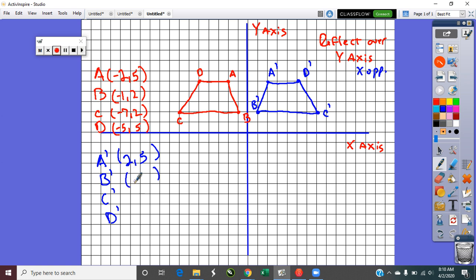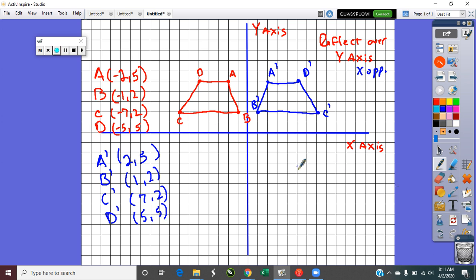So my new B would be what? 1, 2. My new C would be positive 7, 2, and my new D would be positive 5, 5. Okay, I hope that makes sense as far as when we reflect over the y-axis.